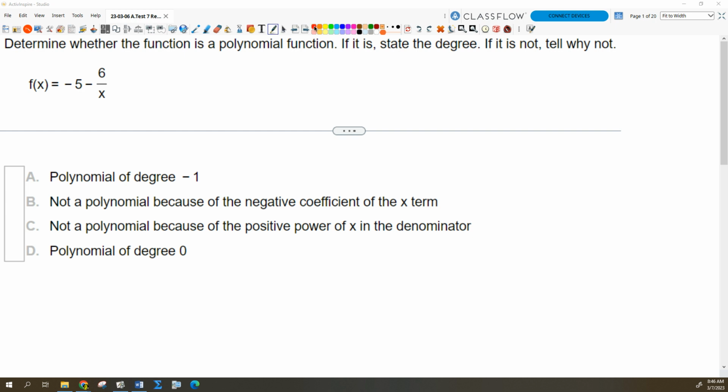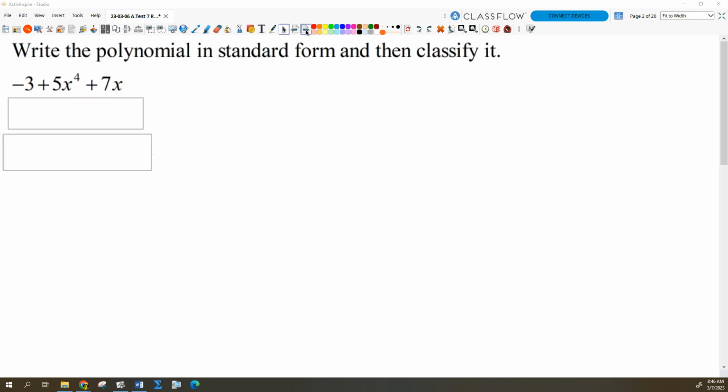How come? Because of that. There's the red flag, right? We don't have x's in the denominators. That's not what polynomials look like. Okay, so good. Okay, how about that guy? That is a polynomial, right?